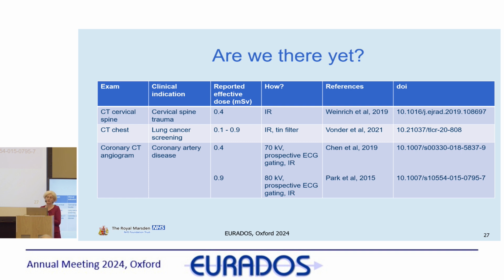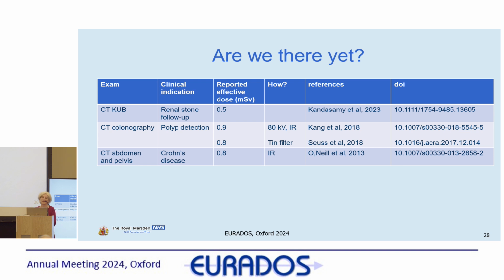How have these dose reductions been achieved? Predominantly by the use of the tin filter, iterative reconstruction, and also judicious use and selection of the kV. Looking at the abdomen, we have got sub-millisievert doses for CT colonography, which is another screening study, and for KUB and CT scan of the abdomen and pelvis when monitoring Crohn's disease. Again, it's been iterative reconstruction and the tin filter and judicious use of kilovoltage that have got us here.